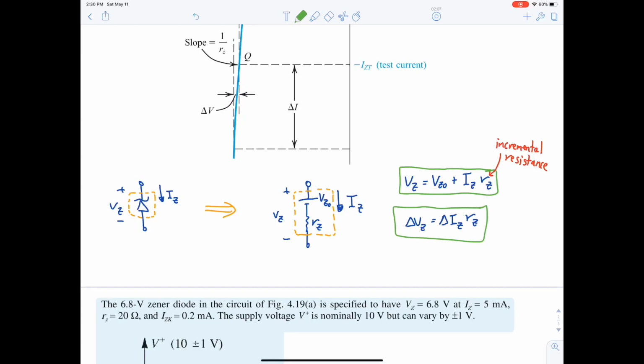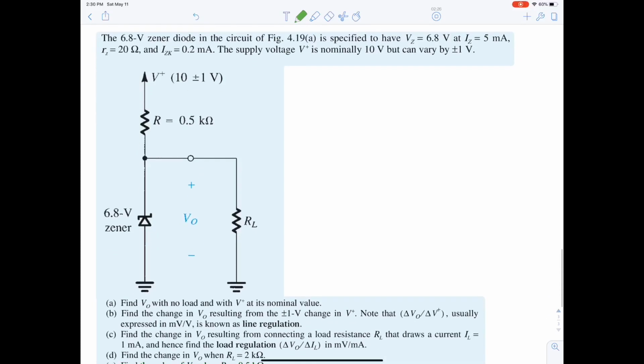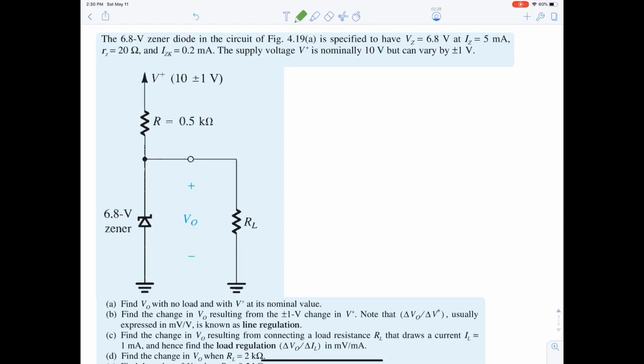Okay. So one of the equations is just Ohm's law, where VZ is equal to VZ0 plus IZ RZ. And the other equation is similar to the small signal, where delta VZ is equal to delta IZ RZ. Let's take an example. The question says, the 6.8 volt Zener diode in the circuit of figure 4.19a, this is the figure, is specified to have a VZ of 6.8 at IZ 5 milliampere.